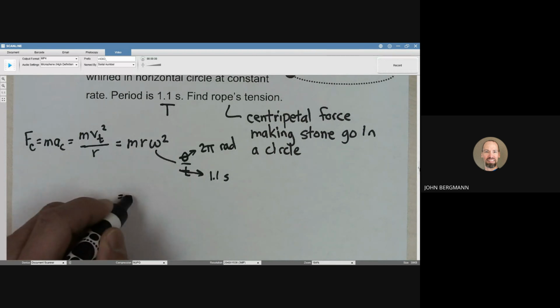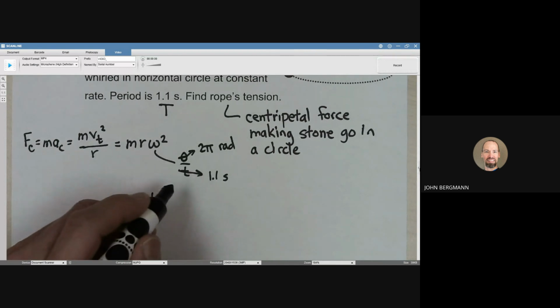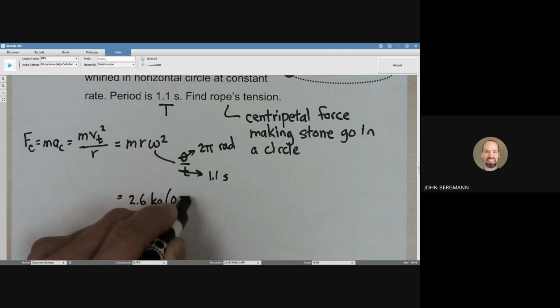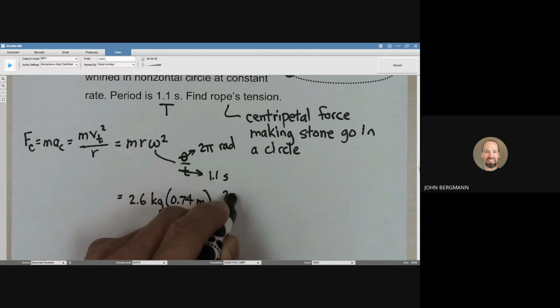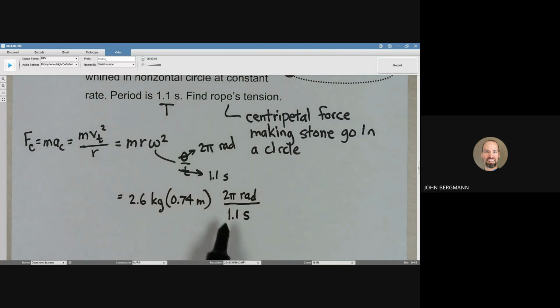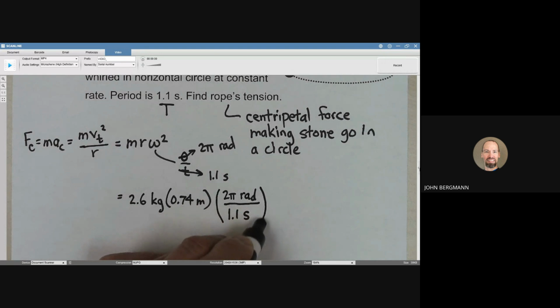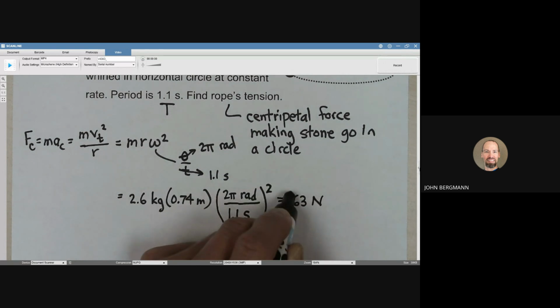Let's take the mass, 2.6 kilograms. I'll go ahead and include the units. The value of r is 0.74 meters. And then, one more time, omega is angular displacement divided by the time that is associated with that displacement. It takes 1.1 seconds to go one time around. But that quantity, according to the equation, needs to be squared, so don't forget to do that. If you type that in, you're going to get, to two significant figures, 63 newtons.